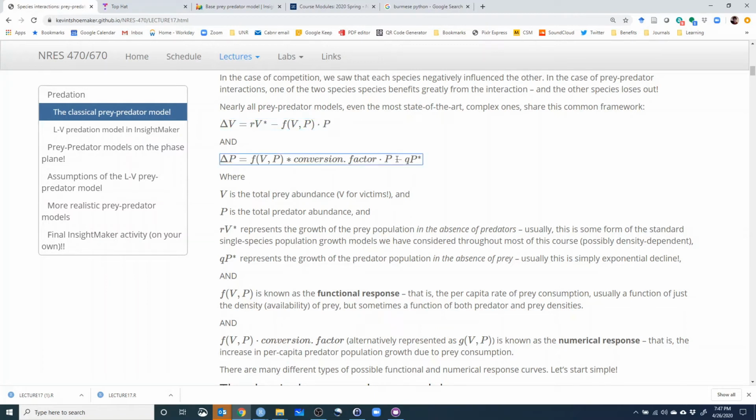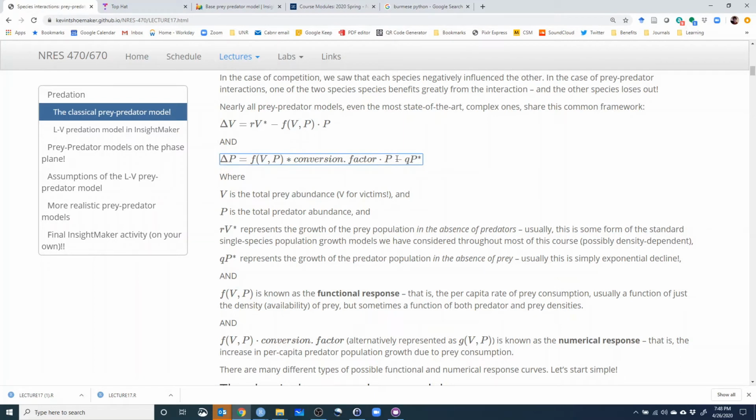Now, you'll see this negative QP term with an asterisk to represent possible density-dependent other types of population growth models. Now, in the absence of prey, V, this functional response necessarily has to be 0 because that's the prey consumed per time step, per predator. And that obviously has to be 0 if the prey population is 0. There can't be any prey consumption. Therefore, this whole term becomes 0.